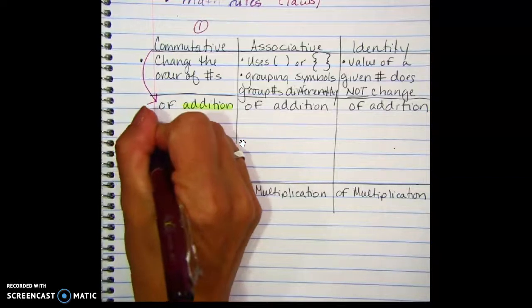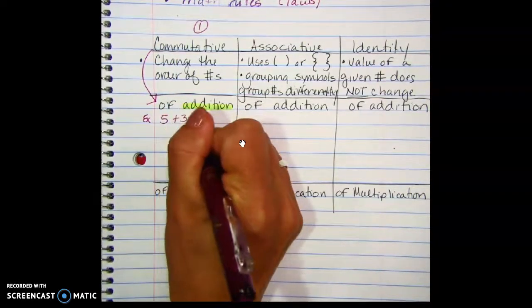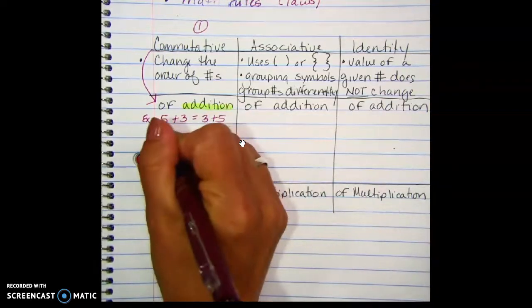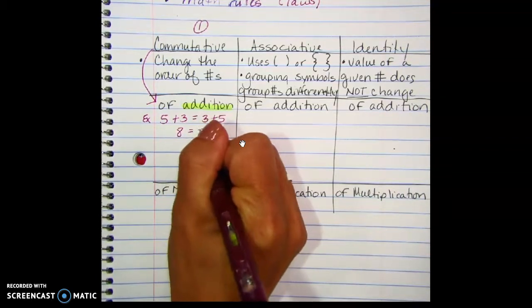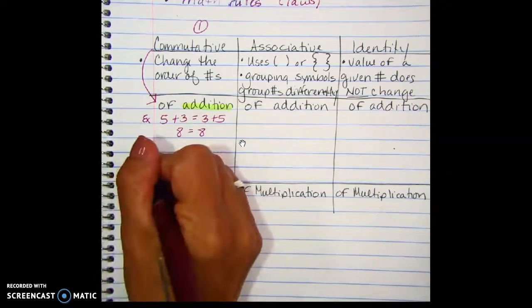So here's our example. If I have 5 plus 3, it can also equal 3 plus 5. How do I prove that? Well, 5 plus 3 is 8, and 3 plus 5 is 8, so 8 equals 8. We just proved that property.